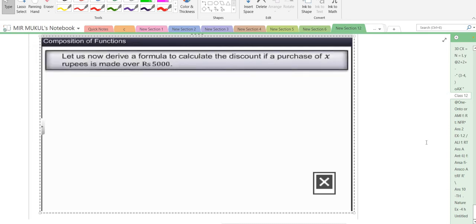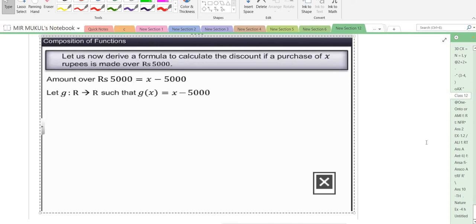Let us now derive a formula to calculate the discount if a purchase of X rupees is made over 5,000 rupees. In the first step, we have to find the amount applicable for the discount. This we get on subtracting 5,000 from X. Let g be a function from R to R, defined by g of x is equal to x minus 5,000.